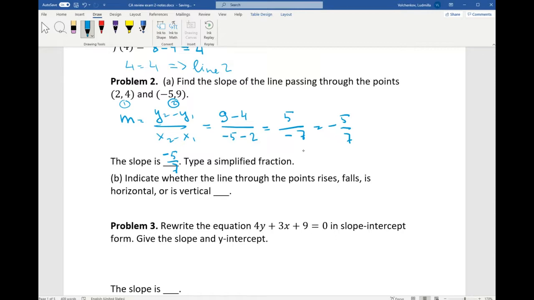Indicate whether the line through the points rises, falls, is horizontal, or is vertical. The slope is negative. Therefore, the line falls.